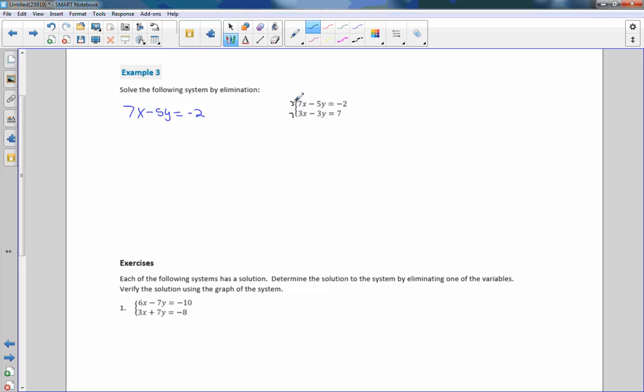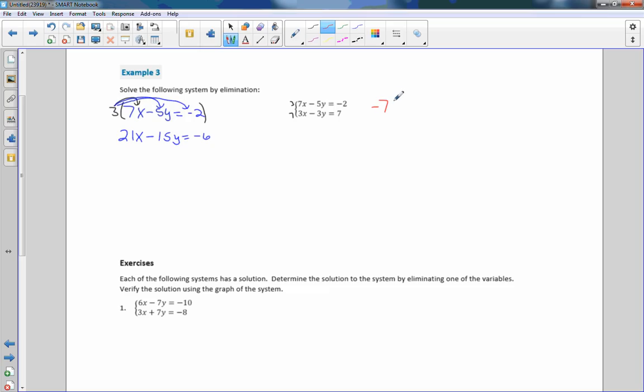I'm going to take 7 and make it a negative 7, because I want them to be opposite so I can add. If they're the same, I'd have to subtract, and we often make mistakes subtracting. So let's make it a negative 7 times 3x minus 3y equals 7. If I distribute this, I get negative 21x. Distribute, a negative times a negative is positive, be careful, 21y equals, and a negative times a positive is negative 49. Okay, so I'm going to write this underneath here and add: negative 21x plus 21y equals negative 49.